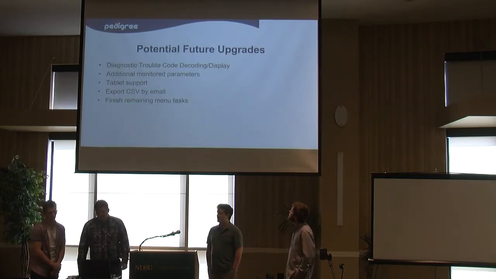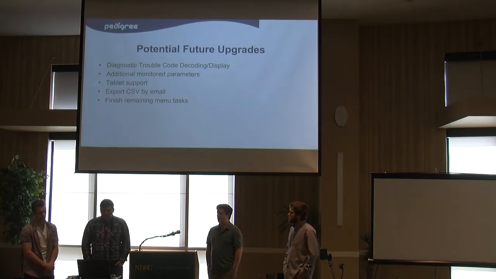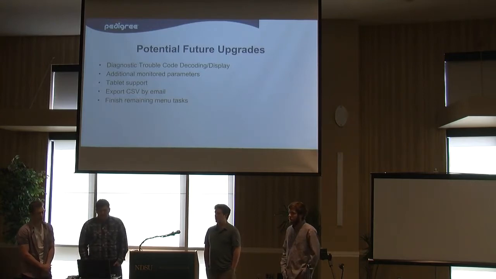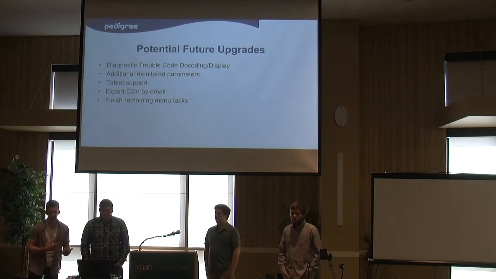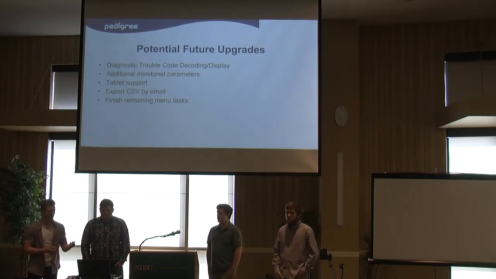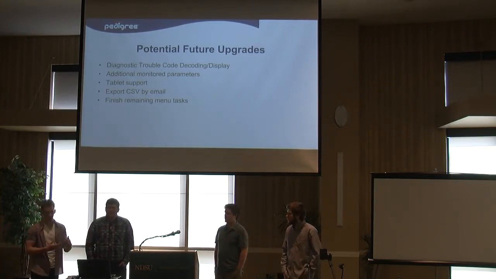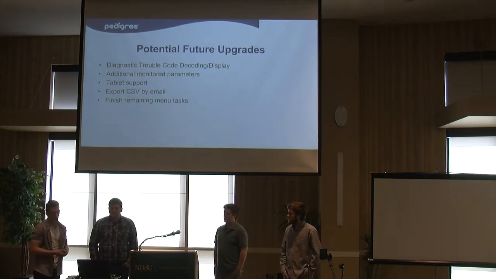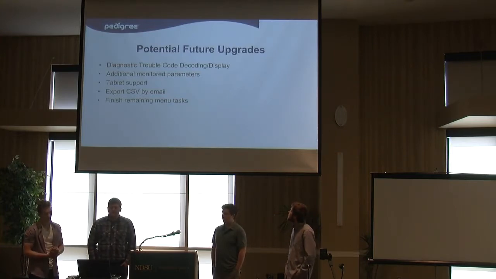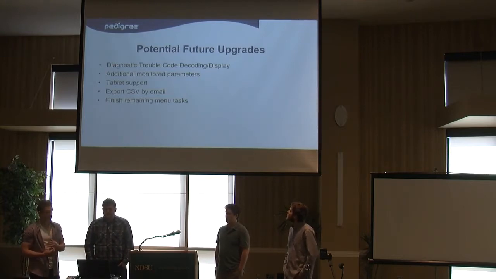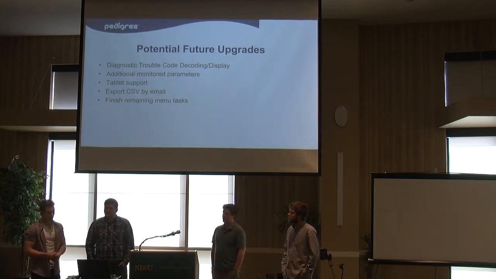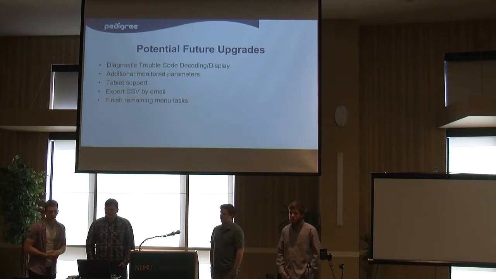So for potential future upgrades, Pedigree wants a section in the app where you can view error codes that your car gives out. So when you plug in the diagnostic tool, it'll send the error codes to your phone, and you can view those. Additional monitor parameters: eventually, Pedigree wants to add more parameters to the application. Tablet support was one thing that they mentioned they want in the future.